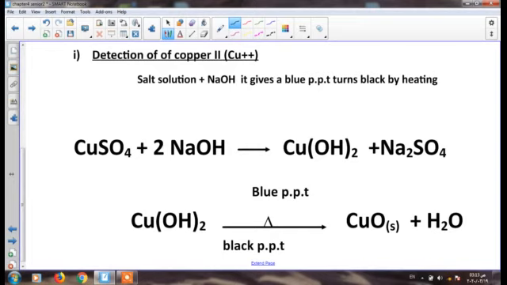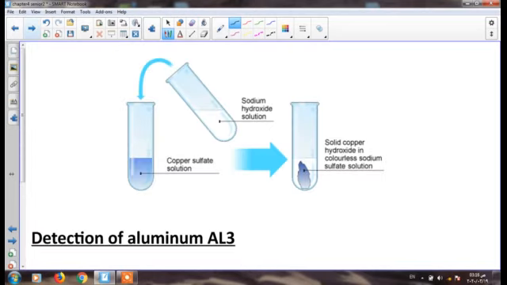Copper sulfate reacts with sodium hydroxide to form copper hydroxide and sodium sulfate. Copper hydroxide is a blue precipitate, and when heated, it changes into a black precipitate. When sodium hydroxide solution is added to copper sulfate solution, solid copper hydroxide is formed in a colorless sodium sulfate solution.